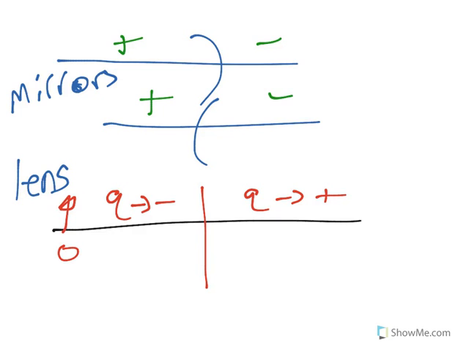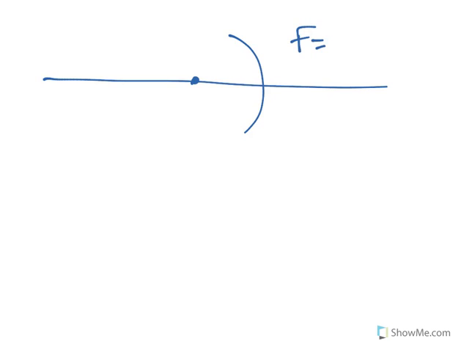So if we wanted to, we can just make up one real quick. Let's say that we have a mirror so that we can see it. Let's say we have a concave mirror, and we have a focus at 10 centimeters. So focus is at 10 centimeters.